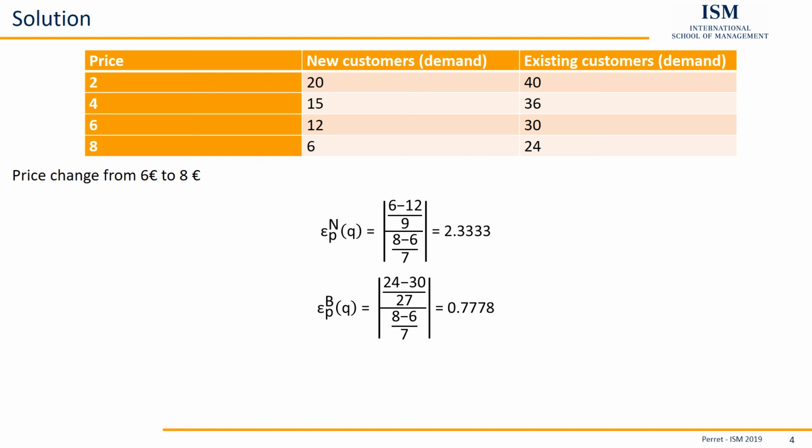This still is smaller than 1, so in this case the existing customers still react under-proportionally strongly, react inelastically, whereas the new customers are more elastic, react over-proportionally strongly. And that's all there is to this exercise.